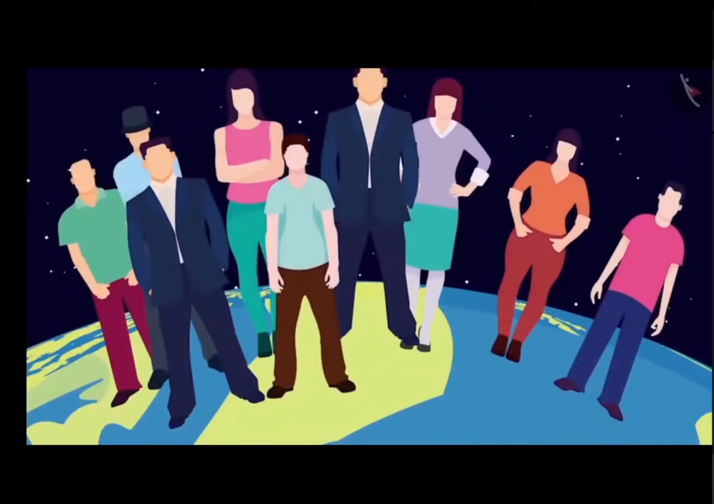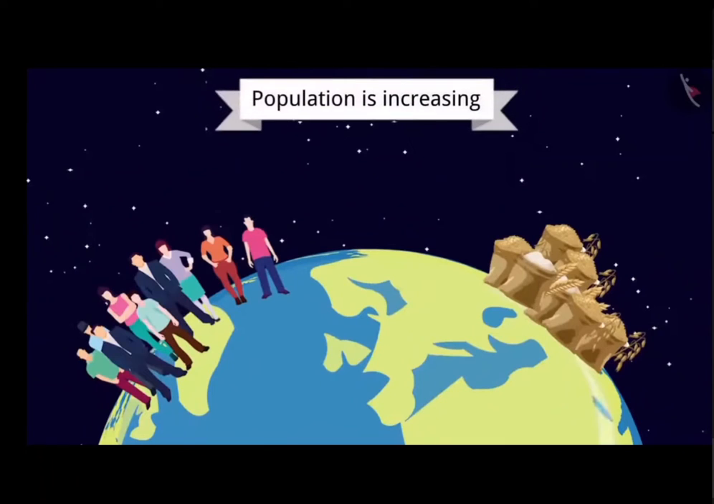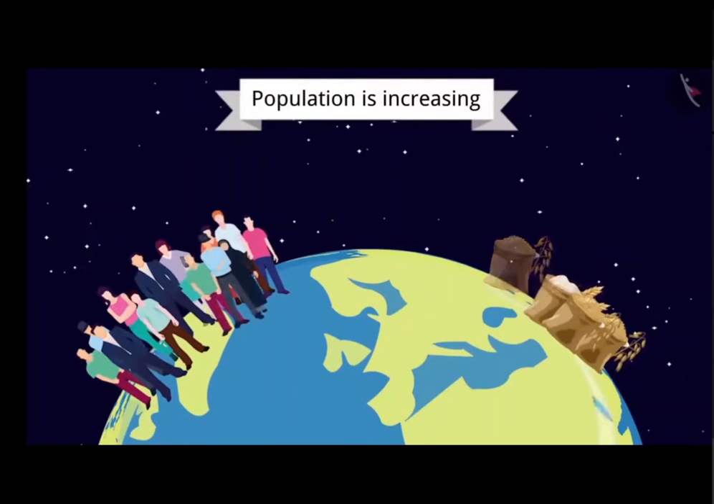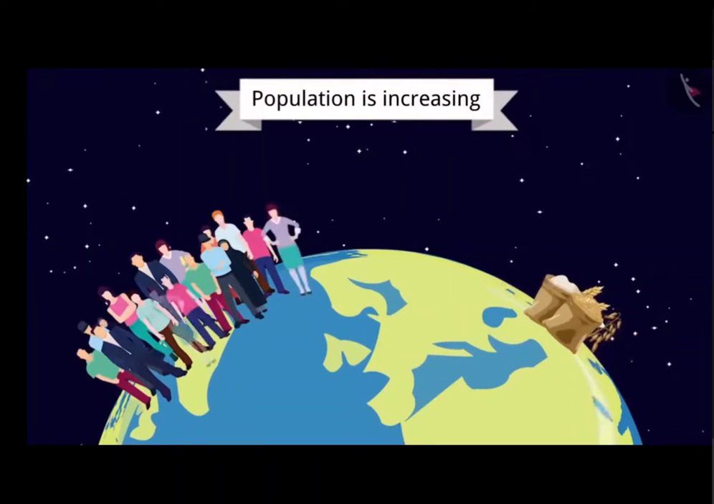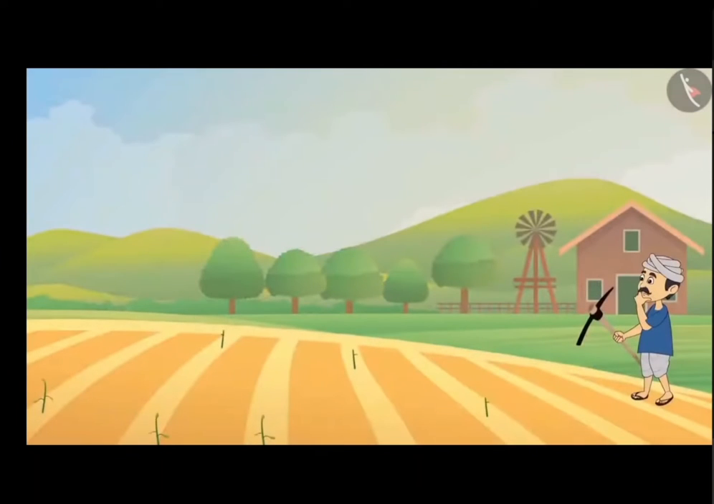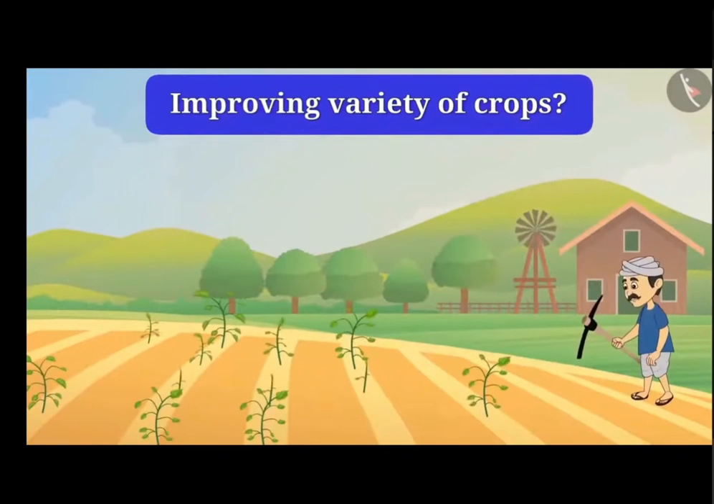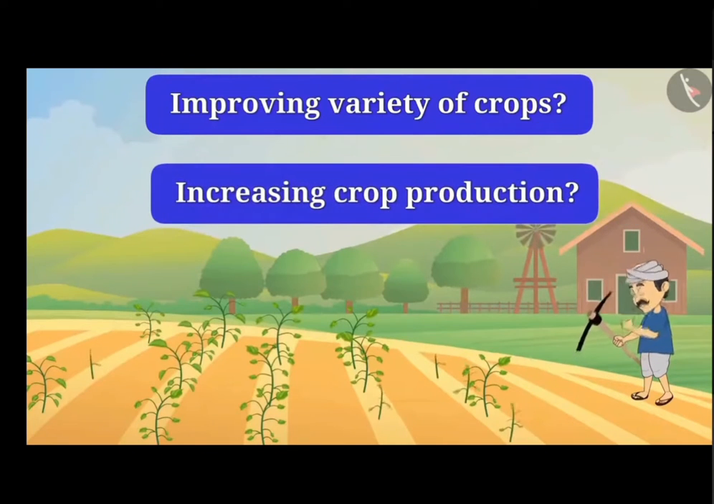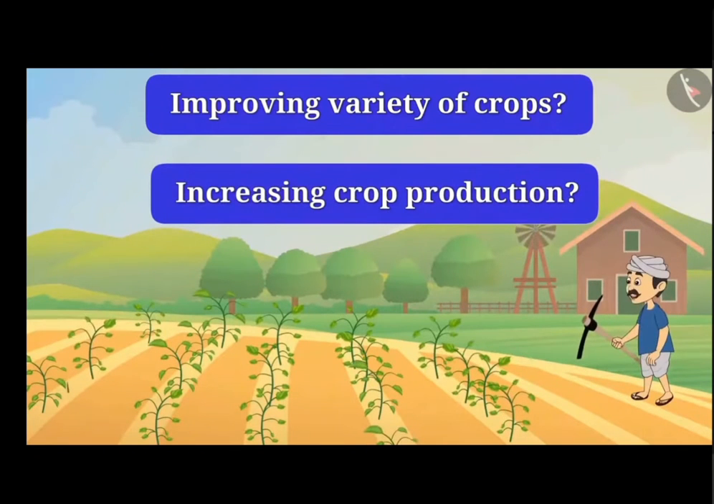Friends, but the population is increasing day by day, and with the increase in population, the demand for food is also increasing. In order to meet it, the quality and the production of the crop should be increased. But have you ever thought how it can be possible? Let's know how. Can it be done by improving variety of crops? Can it be done by increasing the crop production? Just think.